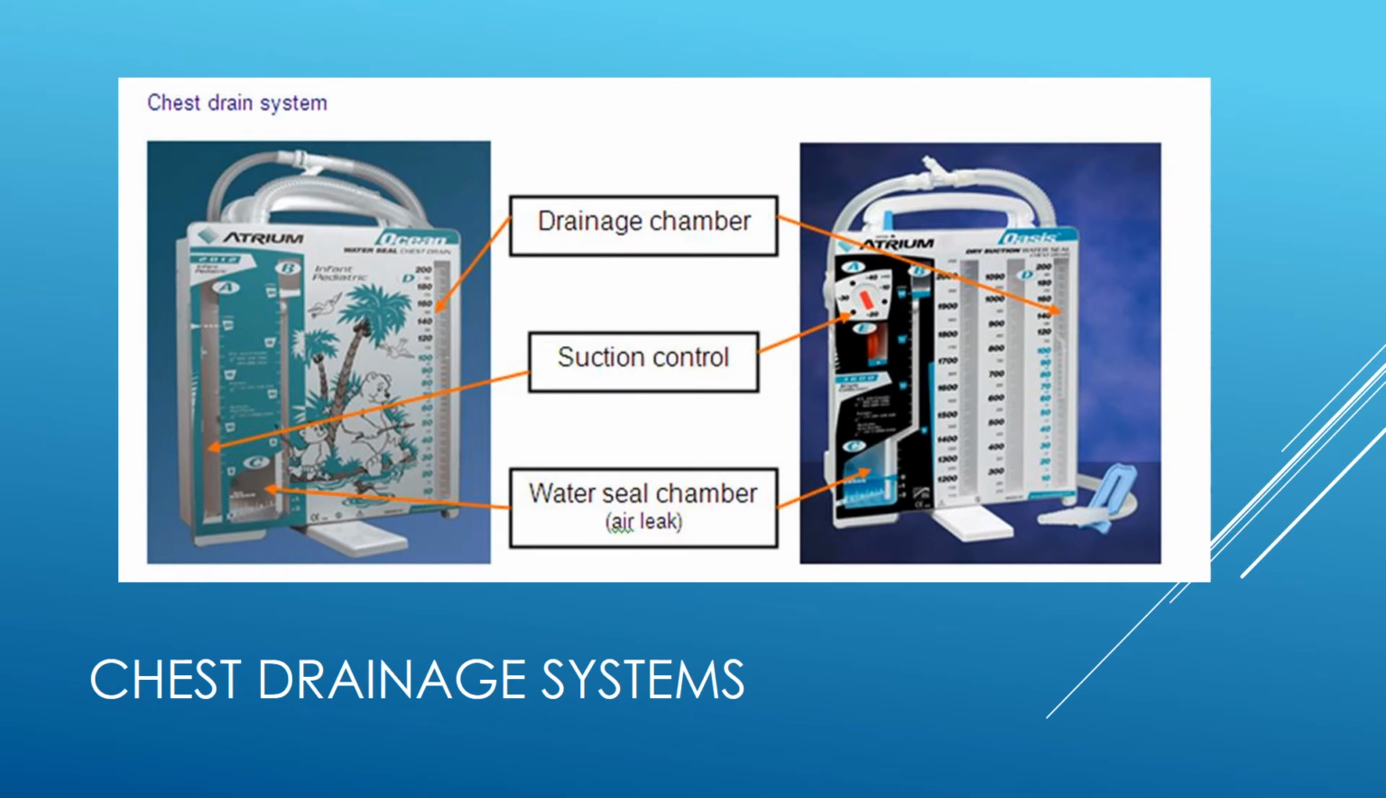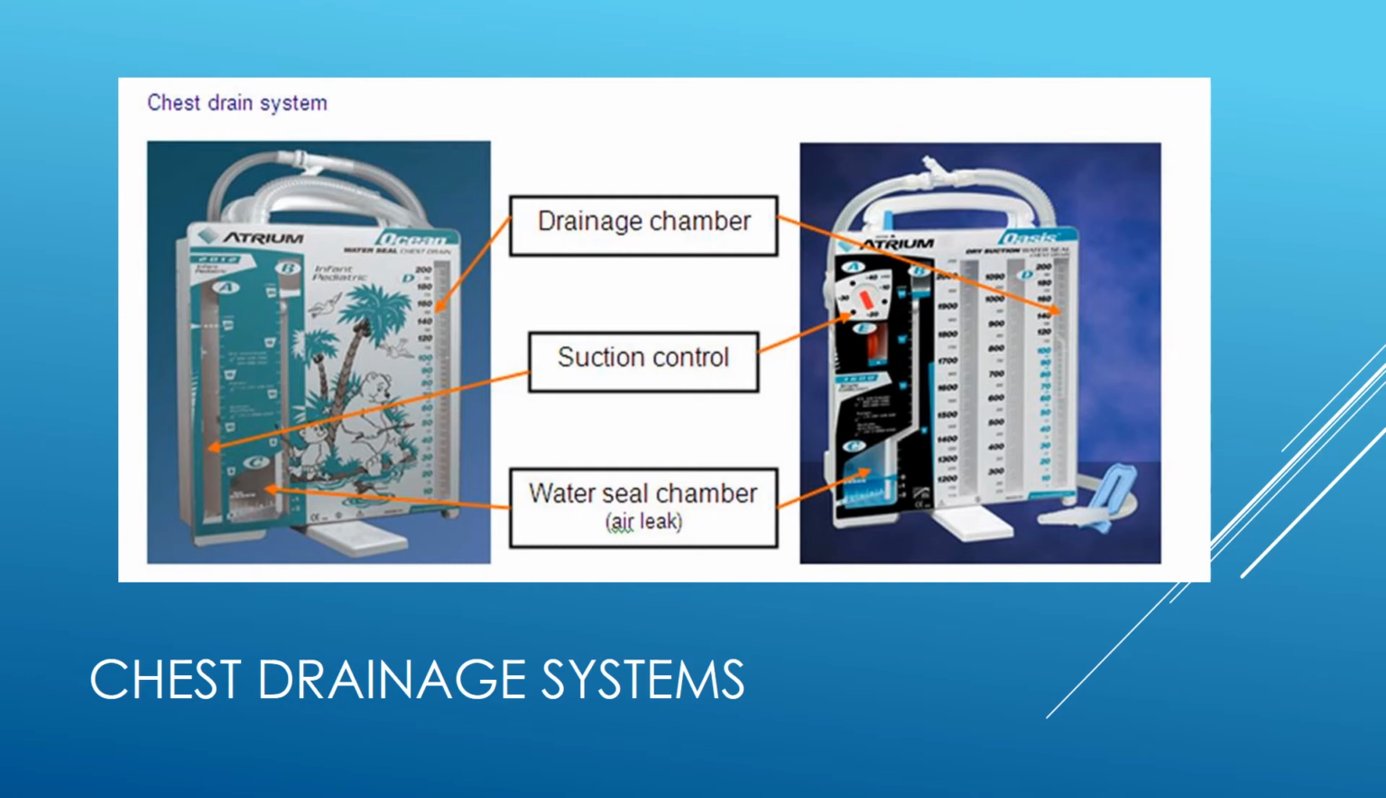Your chest drainage systems. There are 2 types listed here. This over here on the left is your water seal chest tube. The difference is that this over here on the right is your dry chest tube, okay? And how can you tell if it is a dry suction chest tube or a wet seal chest tube? By looking at the differences between the 2 collection chambers.